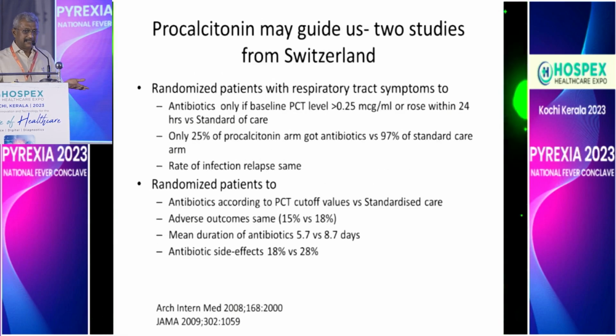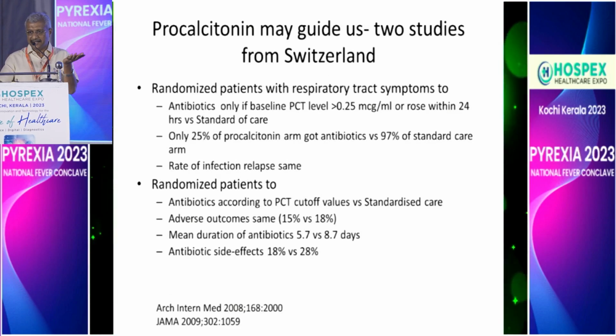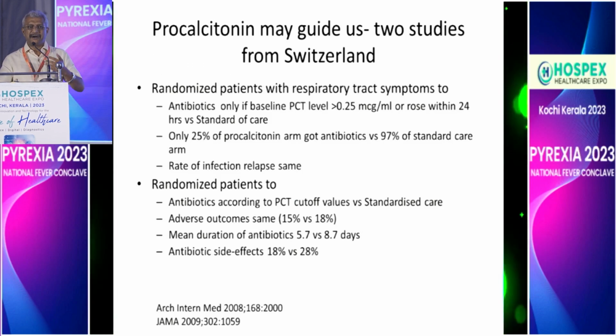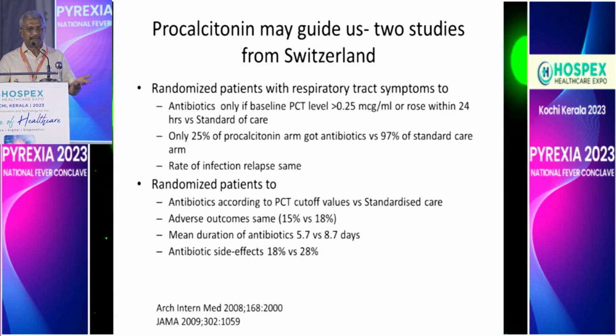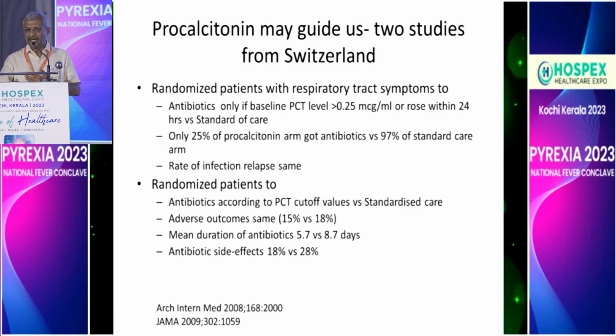They have also done some studies with procalcitonin, where if the initial procalcitonin was elevated, they started antibiotics, and otherwise, if it was normal, they gave no antibiotics at all. But from the practical point of view, in an outpatient setting, it is not possible to get procalcitonin for all these patients. So it's not a very useful tool for bronchitis.